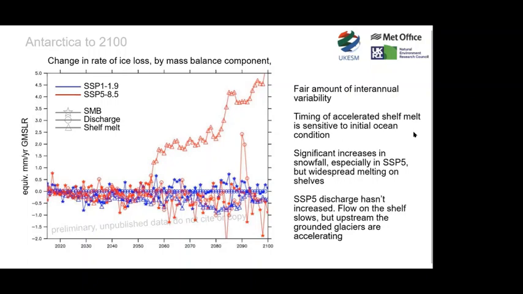Melting the floating shelves doesn't add anything to sea level directly, but losing them is expected to increase the rate of ice flow upstream, so you end up flowing more ice off the continent, and that does add to sea level. To get your shelf melt right, you've got to get the oceanography around Antarctica right. We touched on this a little bit during the update yesterday, and there are problems in all models in terms of getting the Antarctic oceanography right.